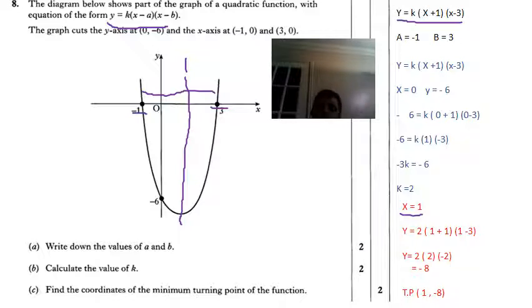How do I find the y coordinate? Same thing I always do, I sub it back into the equation. Now remember, I knew that k was 2, so that's where that 2 comes from here. That 1 and that negative 3 come from my equation up here. I just put in the 1 for the x, because that's where my x coordinates are. And then I just solve that, so it would be 2 times 2 times negative 2, so it's negative 8, so the turning point is 1, negative 8. Whenever we do these problems, we should check for common sense. 1, negative 8, does that make sense?